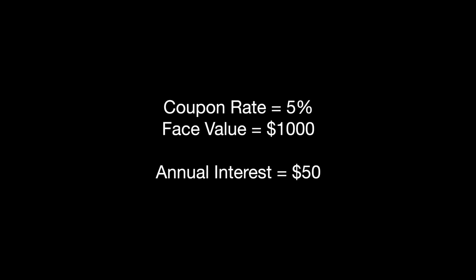And at the time the bond is issued, there is what is known as the coupon rate. So for this example, let's assume that the coupon rate is 5% for this $1,000 bond, which means that 5% of $1,000 is $50, and $50 is what the investor will get on an annual basis for owning this bond.